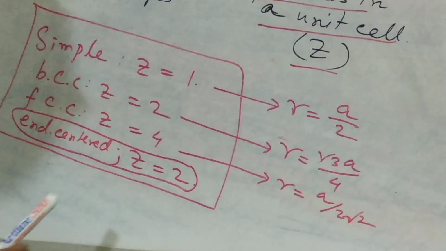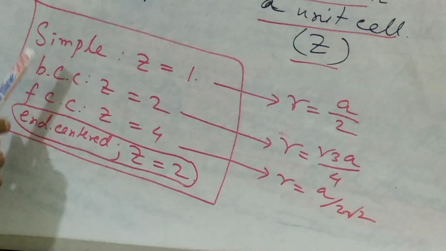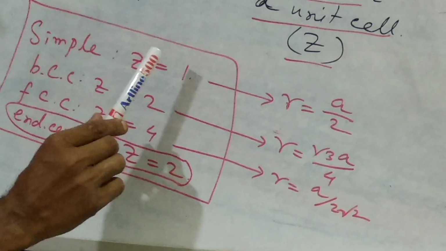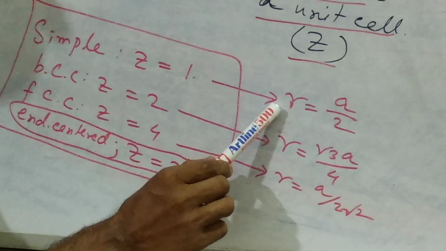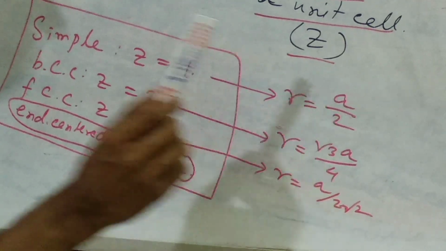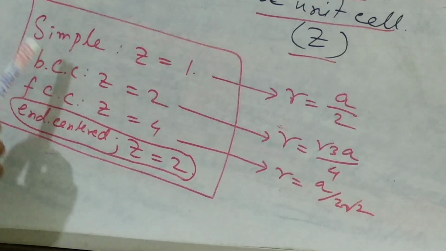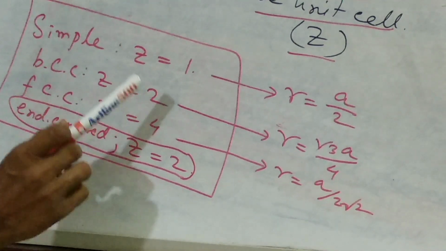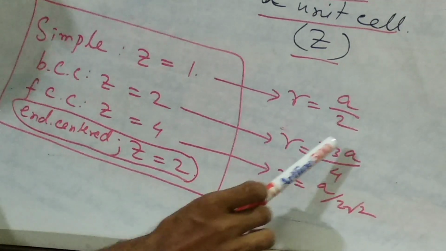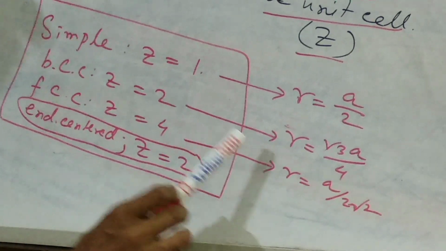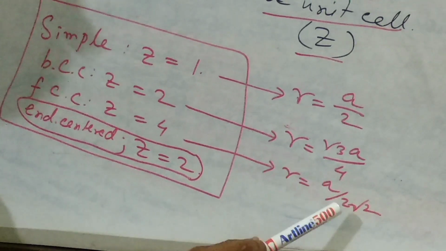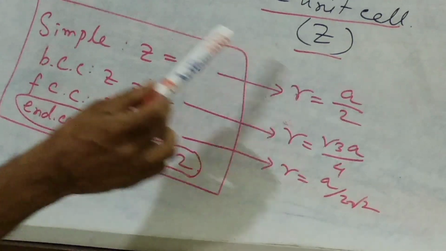So you should keep it in mind that for simple cubic unit cell, the effective number of particles is 1 and the radius of each particle is equal to edge length by 2, half of the edge length. In body-centered cubic unit cell, the effective number of particles is 2 and the radius is root 3 a by 4. For FCC, Z equals 4 and r equals a by 2 root 2. This should be kept in mind.